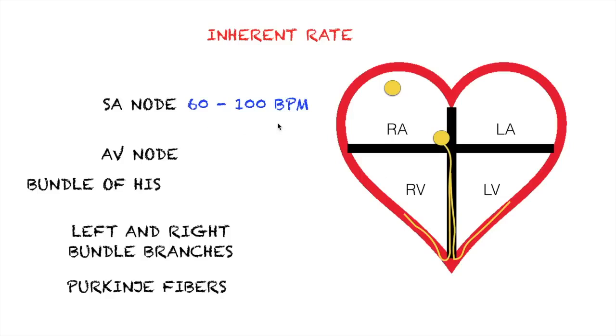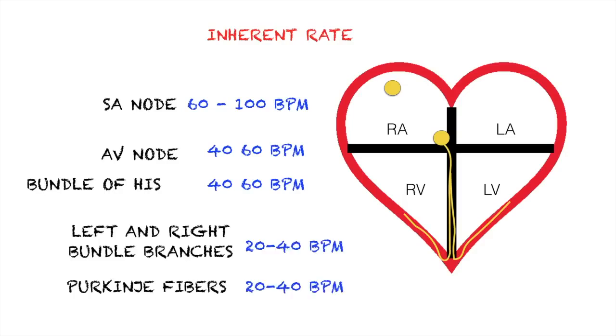However, if the SA node fails or there's a block somewhere, then the AV node will kick in. It will generate its own impulse, and when this happens, the AV node will generate a heart rate of 40 to 60 beats per minute. That also includes the bundle of His, which also generates its own impulse, enough to make 40 to 60 beats per minute. And if the AV node or the bundle of His fail, then the left and the right bundle branches and the Purkinje fibers will generate their own impulse, and they have the capacity to make a heartbeat of 20 to 40 beats per minute.